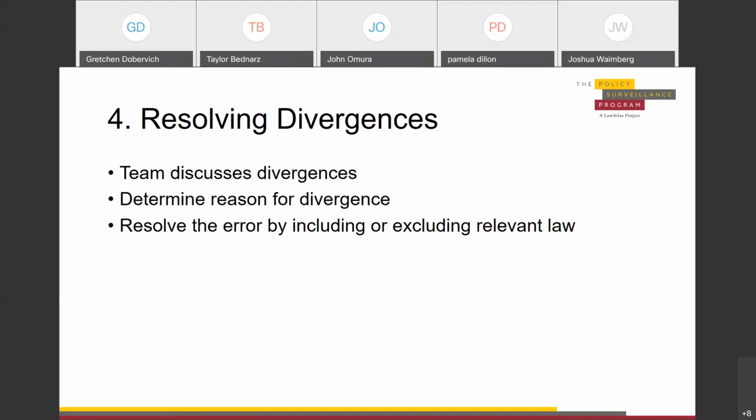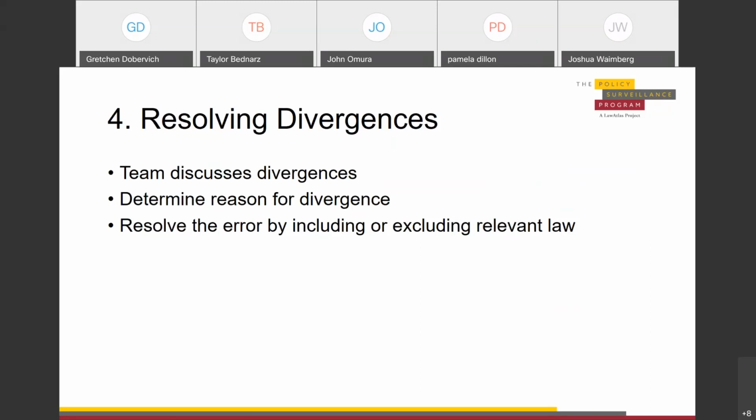The team will then come together, discuss the divergences, determine why there's a divergence. Was it a simple error? Was it a misunderstanding of the scope of the project, of the question set? Was it a situation where we need to expand the scope of the project or expand the answer choices in a question set? And then we resolve the error by either deciding to include or exclude the law at issue.